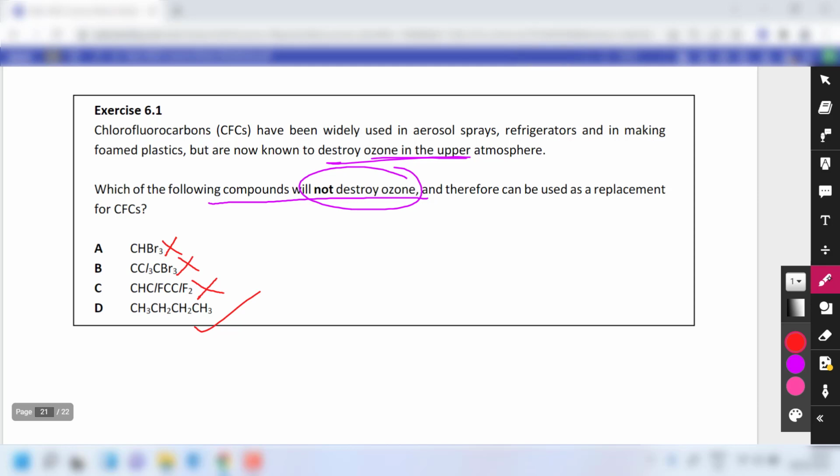If it's pure CF4, let's say CF4, I think that should be fine as well. But in this case we don't have any of them, so I'm just going to choose a pure alkane.